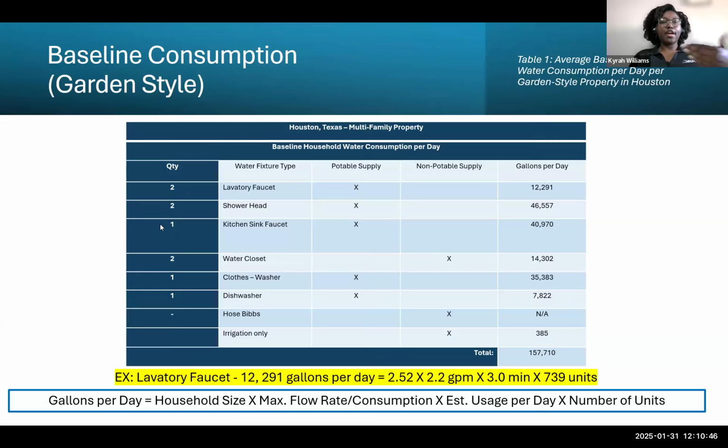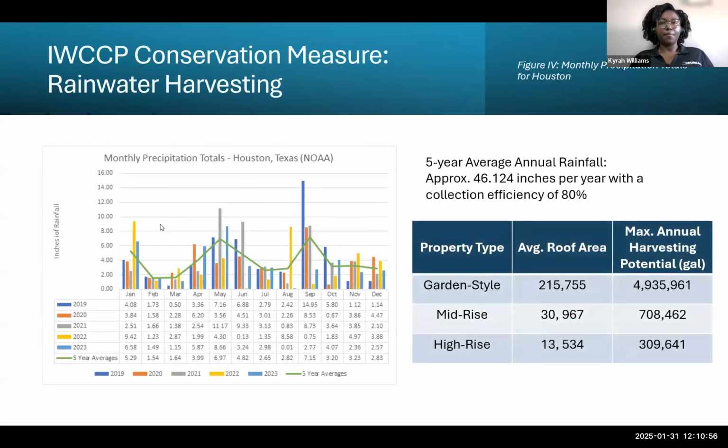So doing that, going through each fixture, getting a better understanding as to what we're actually dealing with for consumption for one household for a garden style property.